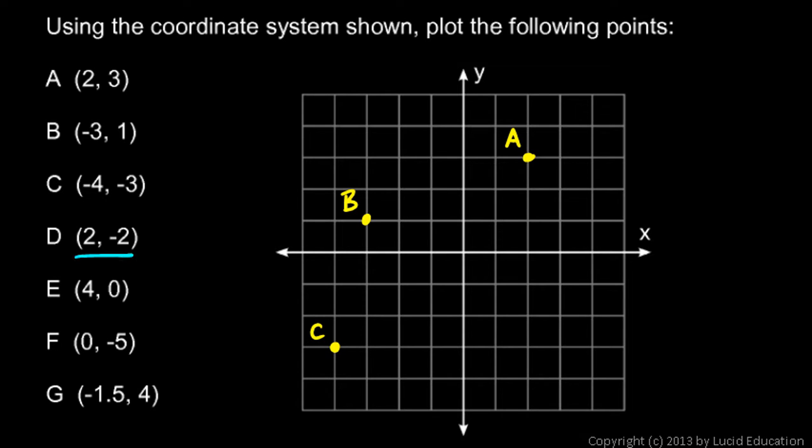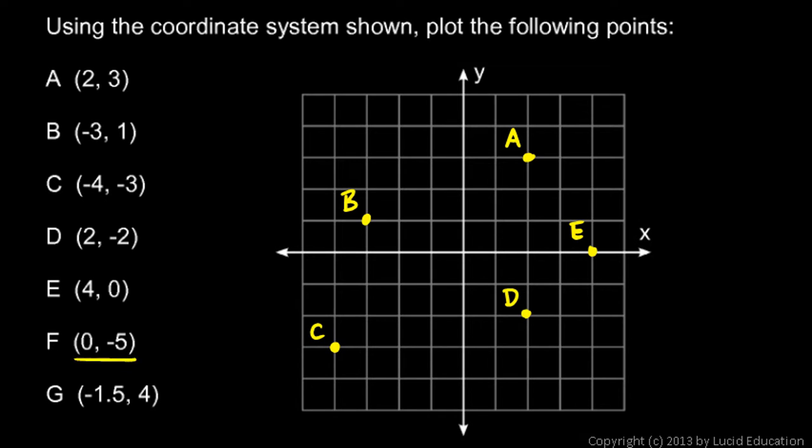Point D is (2, -2). Positive 2 in the x direction, negative 2 in the y direction. That puts us right there for point D. Point E is (4, 0). We go 4 to the right, and we don't move at all in the y direction. So point E is right here.